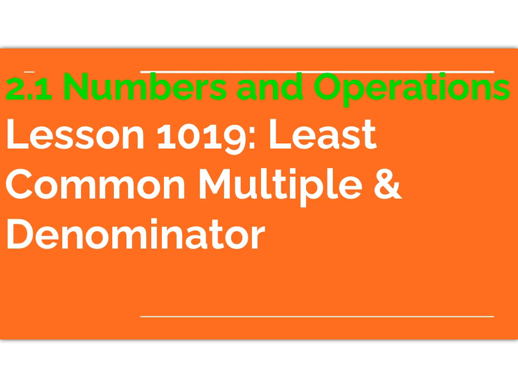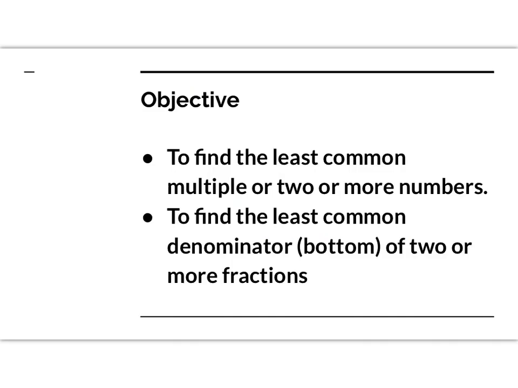Okay, welcome to lesson 19, least common multiple and least common denominator. So denominator is just a number on the bottom of a fraction, and to make it simple, I'm going to call it a number on the top and a number on the bottom, but that is the actual technical term for the number on the bottom of a fraction.